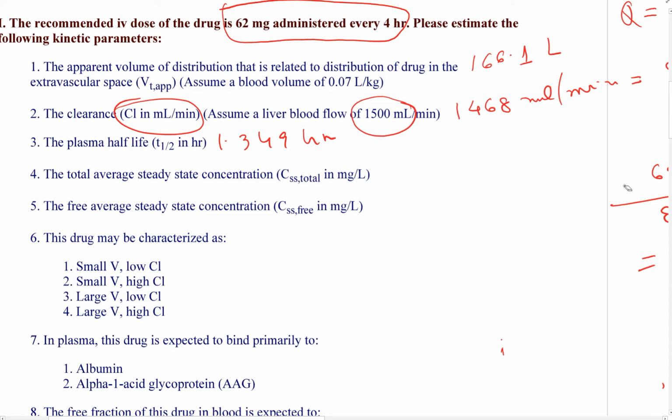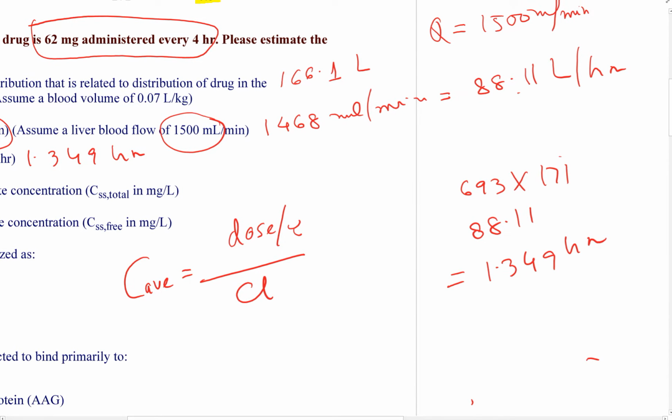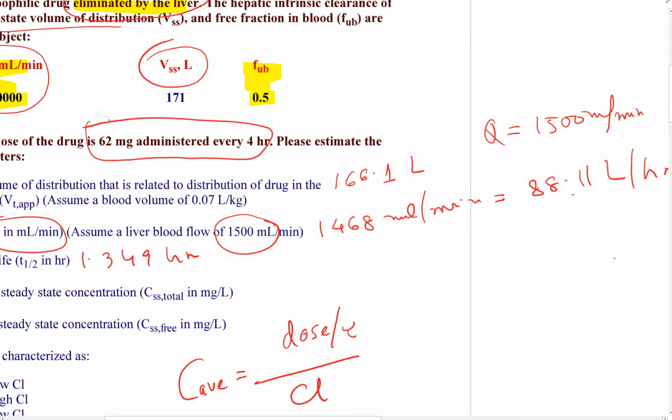Then the average steady state concentration. Each time you have to go back to earlier lecture notes or equations. We have to calculate this C average. If you remember this equation: dose divided by tau, divided by CL. Now we have to find out the dosing rate. You see, this is the dosing rate here.